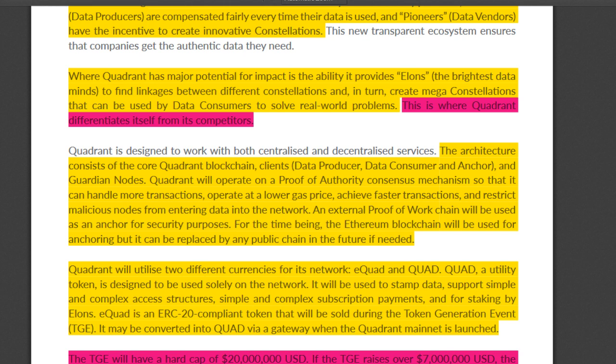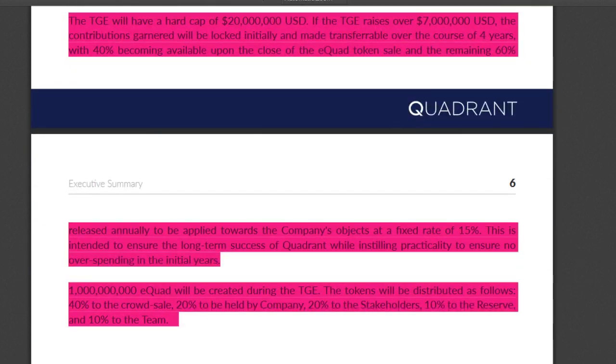The TGE will have a hard cap, so this is for eQuad, of 20 million USD, and the TGE, if it raises over 7 million USD, contributions garnered will be locked initially and made transferable over a course of 4 years, with 40% becoming available upon the close of the eQuad token sale, and the remaining 60% released annually and applied towards the company's objectives at a fixed rate of 15%.